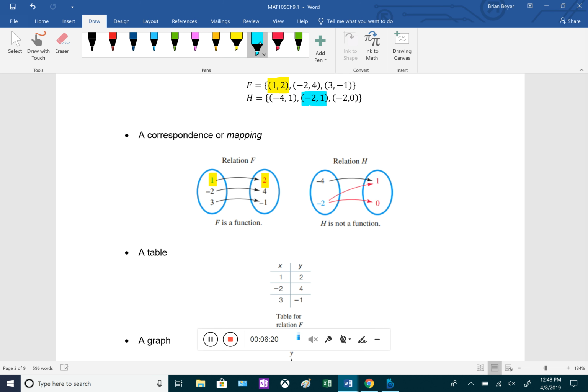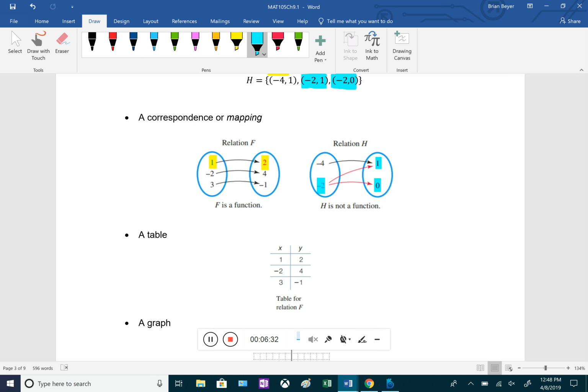-2 goes to 1 and -2 goes to 0. So we have this -2 going to two different y values, which is a way to represent how it's not a function using the mapping.